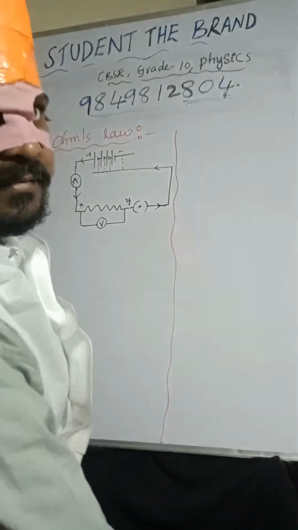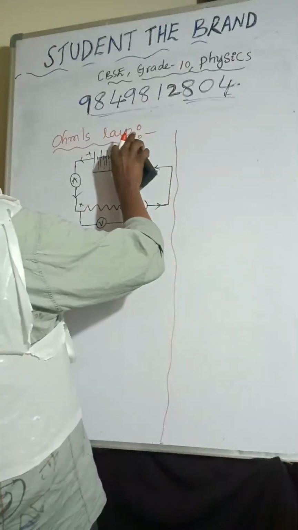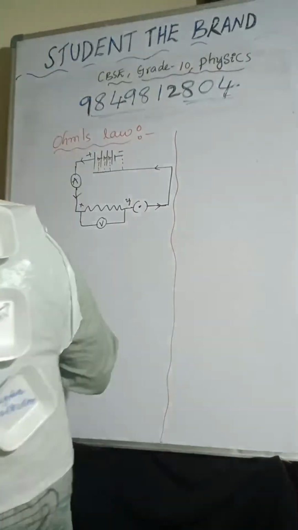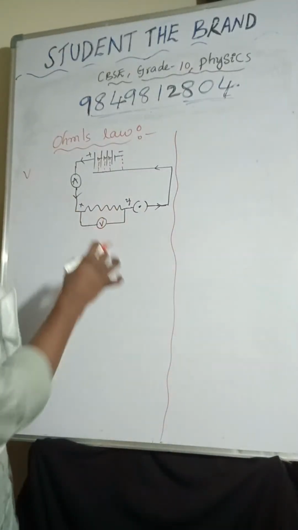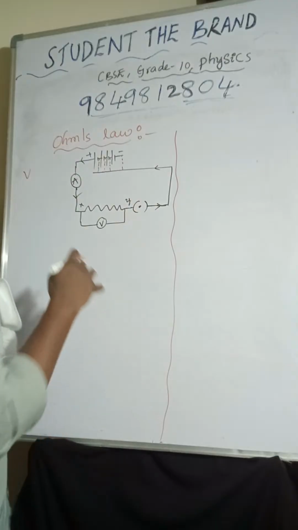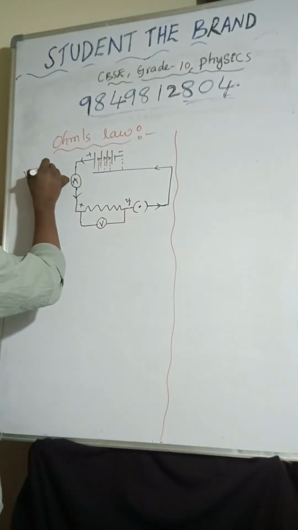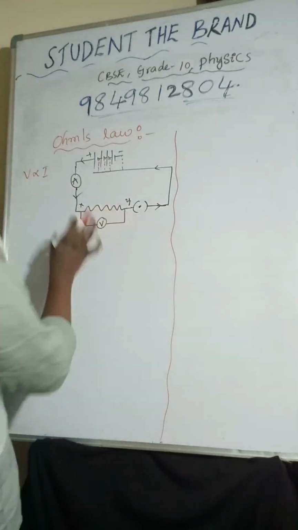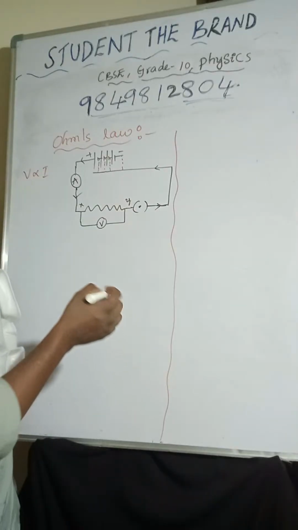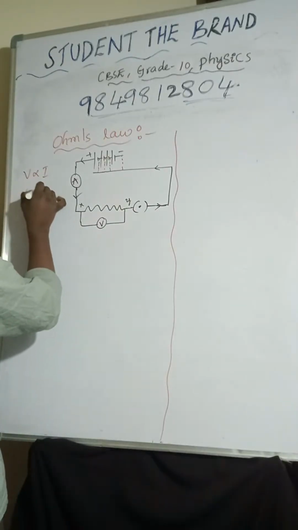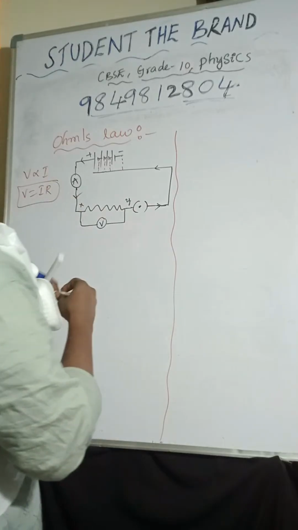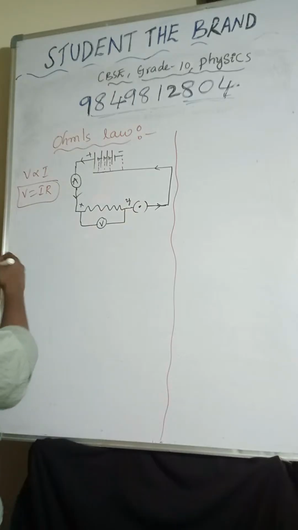So here you can see, the potential difference across the ends of the given metallic conductor is directly proportional to the current flowing through it. V is directly proportional to I, V equals IR. Okay. What are the materials required? We'll discuss now.